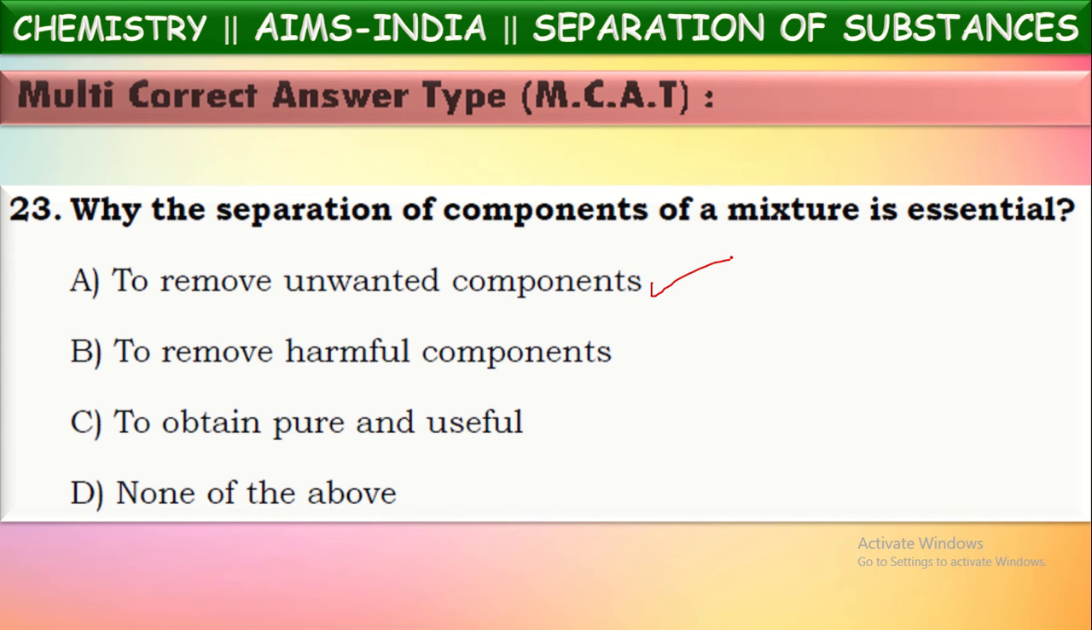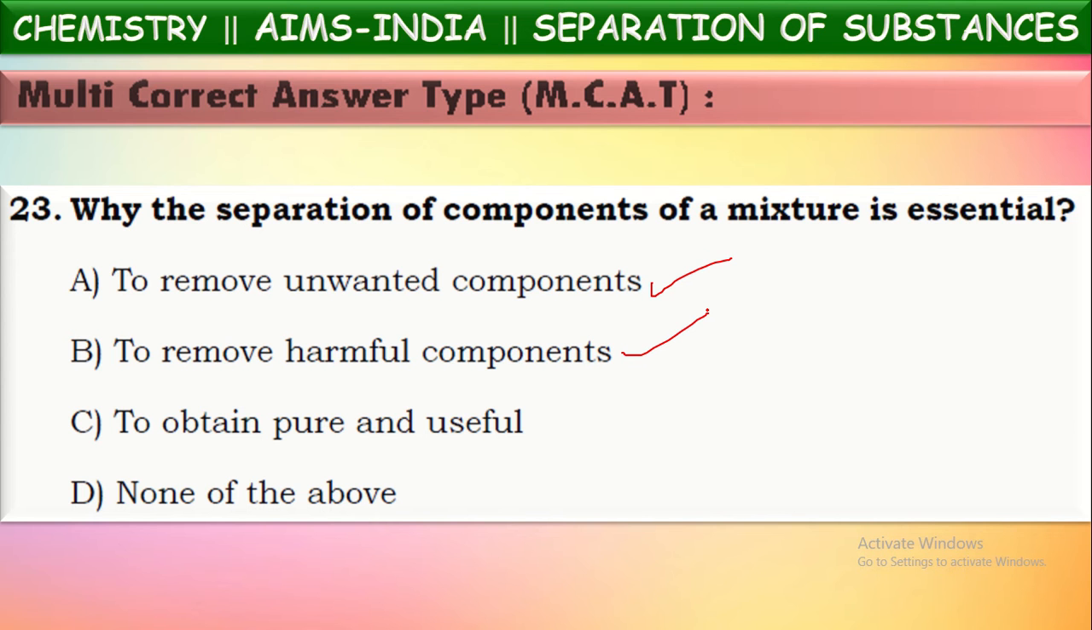Sometimes the material may contain some harmful components in it. Those should be separated before using it. So it is also one reason for separation. To obtain the pure substance or pure and useful component. Yes, it is also one of the important causes.